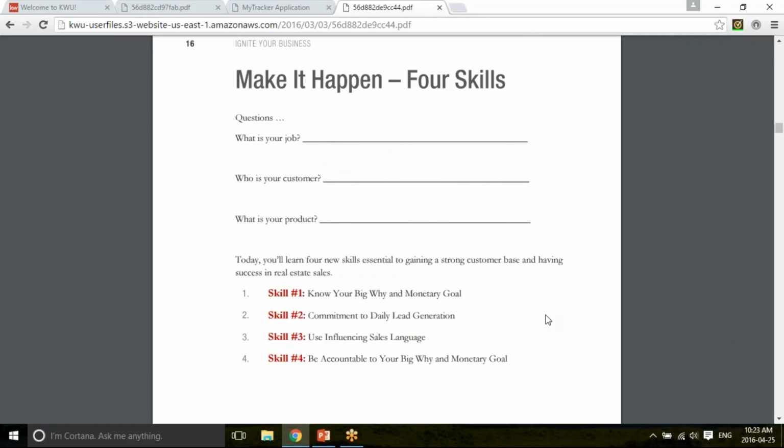So was there anything I missed online? Are we okay? Okay. So we're going to look at page 16, and Tammy's already there. Okay. I should not be surprised at all.